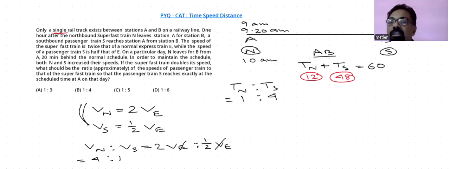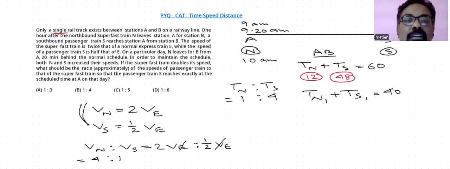Now check, on that particular day, we are having TN1 and TS1. This will be 20 minutes less now. So total time will be 40 minutes. It is not 60 minutes because train N starts 20 minutes late and they are maintaining the schedule.